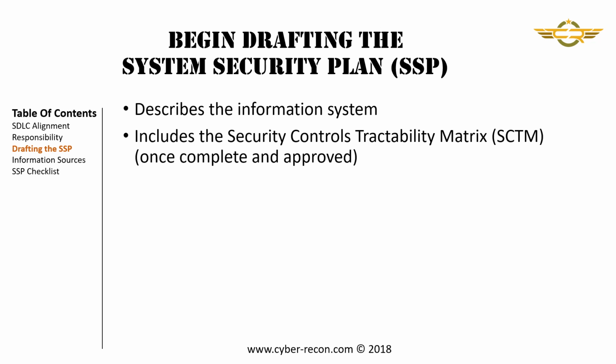The main purpose of the SSP is to describe the system, initially talk about how the controls will be implemented, and then later, after step 3, describe how the controls were actually implemented in the development of the system. By beginning this document early, we get a jump start on defining the information we need to have in it and give ourselves time to track that information down. The SSP will also include the Security Controls Traceability Matrix, or SCTM, once that's been approved.